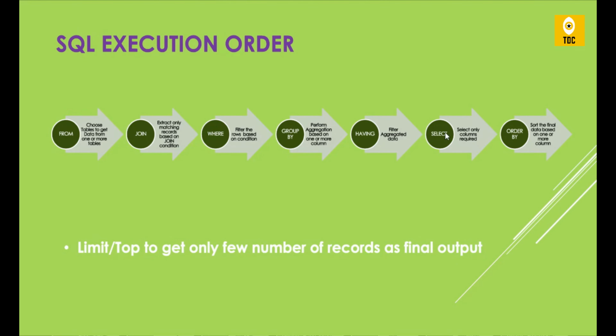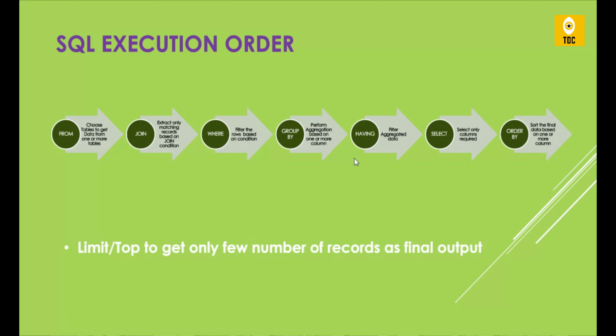And there is a limit or top command you can use, depending on what kind of query language you are using. But with limit or top, you can just limit the number of rows. If there are millions of rows coming and you just want to see the first 10 rows, you can just apply top 10 or something. But this is not much important. What is very important is that first from is executing, and then join, then where clause, then group by. Only after group by you can execute having. Only after select you can execute order by. Okay, order by is the last statement, please remember this.